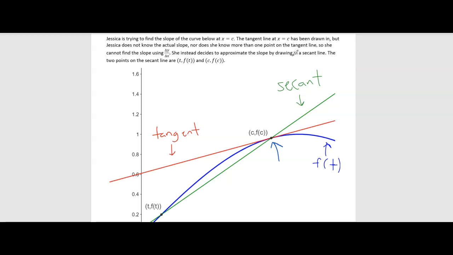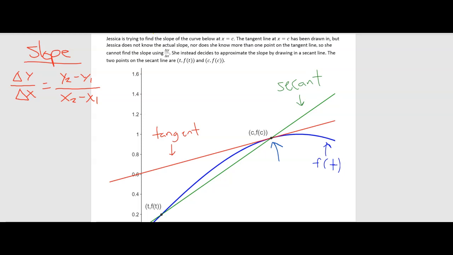The problem is Jessica doesn't know the actual slope of the tangent line, and she only knows the one point on the tangent line. She only knows the c comma f of c point. So she cannot find the slope using change in y over change in x. Now, if that's not clear as to why she can't do that, well, let's break down that formula. So slope is equal to change in y over change in x. But remember, change in y is y2 minus y1. Change in x is x2 minus x1. So to use the slope formula, the change in y over change in x, you need 2 points on a line.